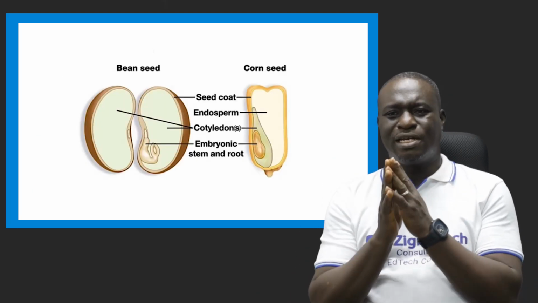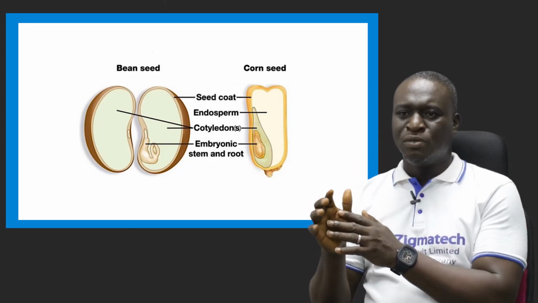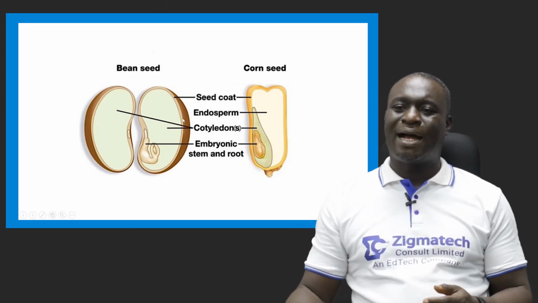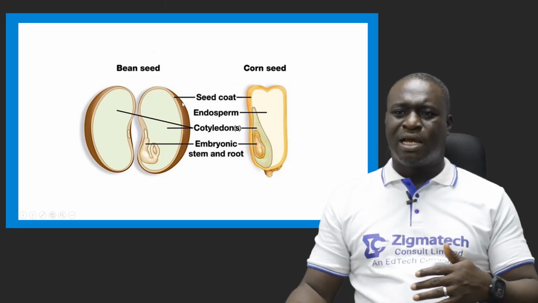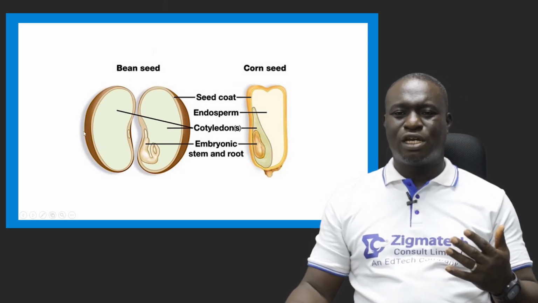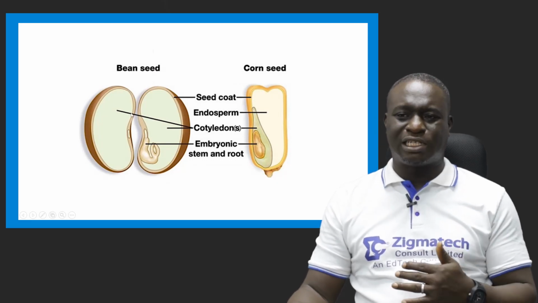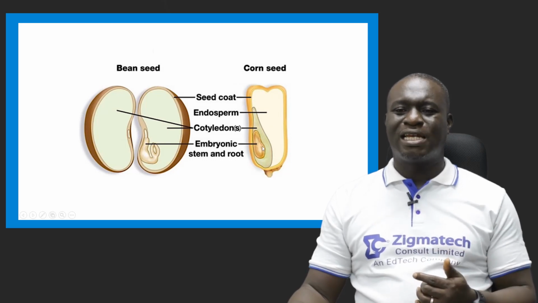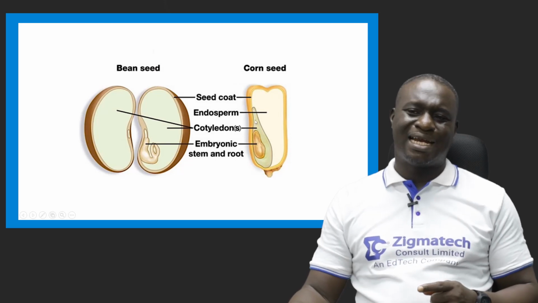Now, as you can see in the structure, we have a bean seed, and then we also have a corn seed. Not everything was displayed here, but look at this. We have the seed coat, which is the outer part of the seed, like a membrane that covers the inner structure of the seed. Then we have the endosperm. Remember, we said if it is a one seed leaf or one cotyledon, it has an endosperm.